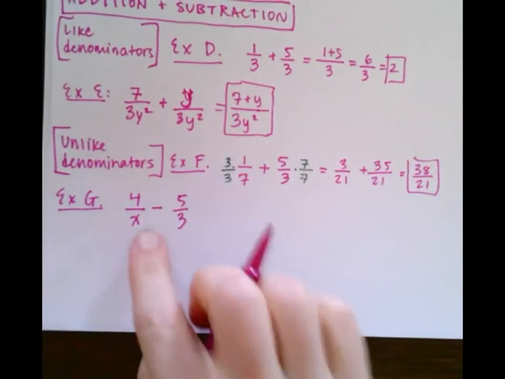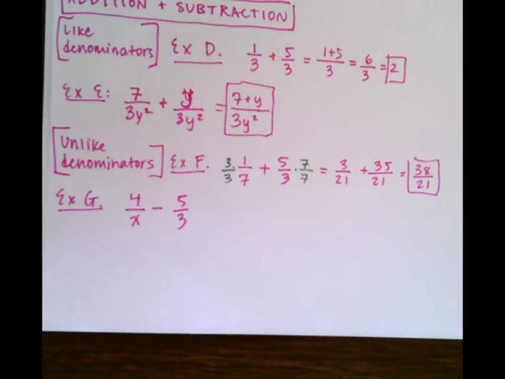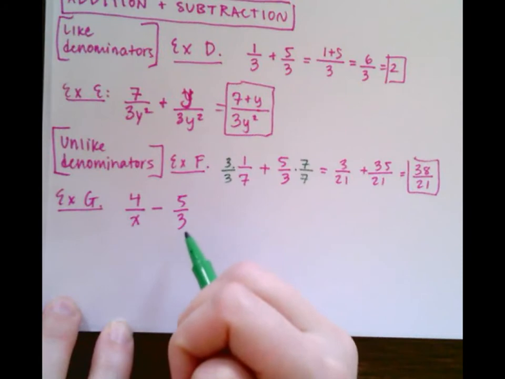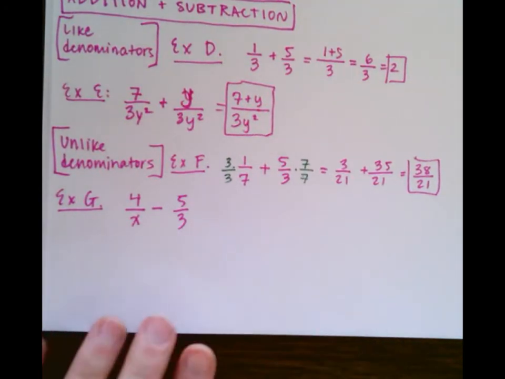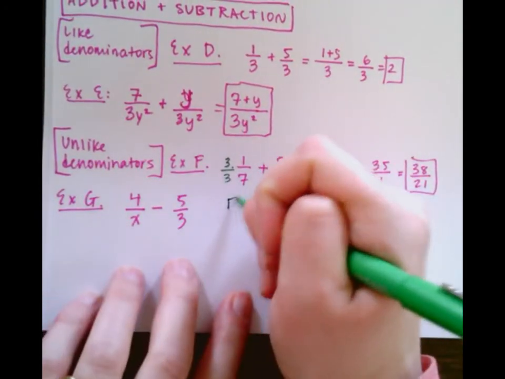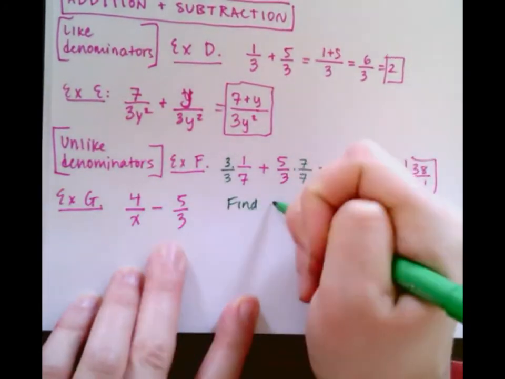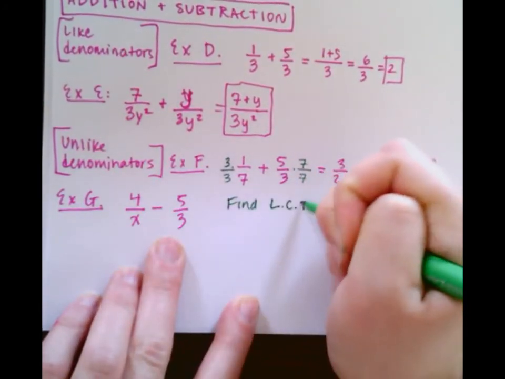I just want to point out, now I'm doing subtraction, but the process works the same no matter what, okay? So the idea here is I have an x as one denominator and a 3 as the other. So I'd like to get the least common denominator, right? So I'm going to write out a step: find the least common denominator.